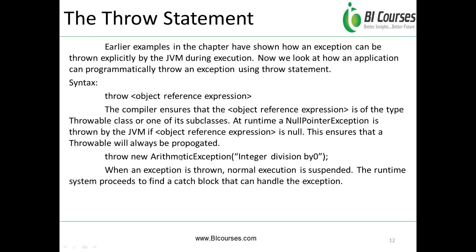The compiler ensures that the object reference expression is a Throwable class or one of its subclasses. At runtime, a NullPointerException is thrown by the JVM if the object reference is null. This ensures that a Throwable will always be propagated. For example: throw new ArithmeticException("Integer division by 0").